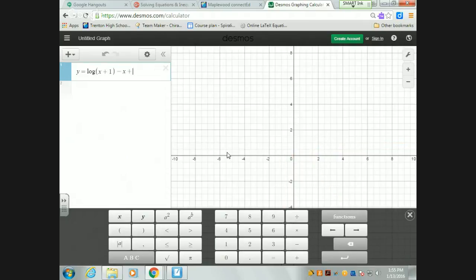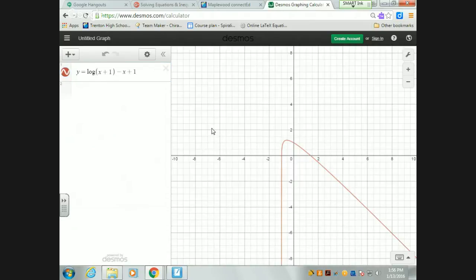Minus x plus 1? Hey, I wasn't too far off. All right, so this is what that function actually looks like. We wanted to say, where is this thing greater than 0? Well, it's greater than 0 in here. So for x greater than whatever, this looks like a 1 actually.